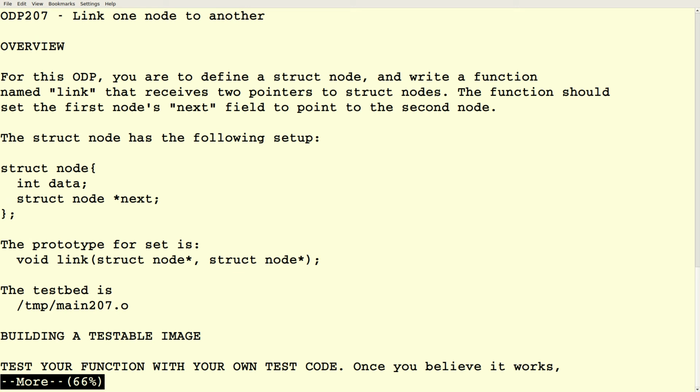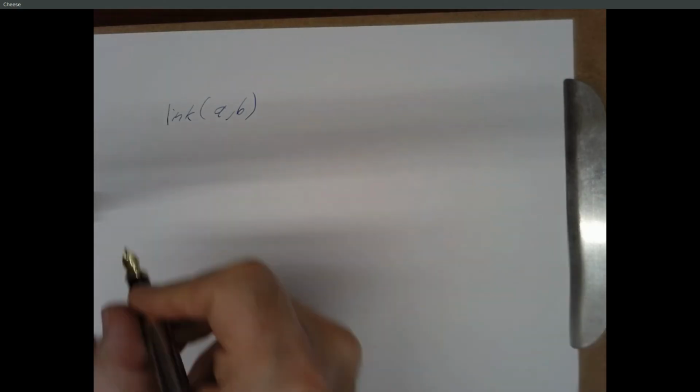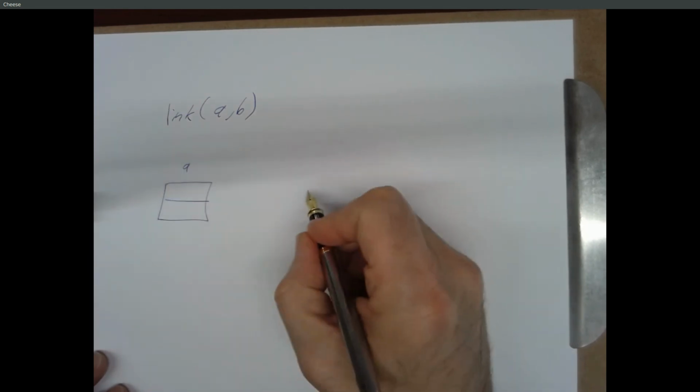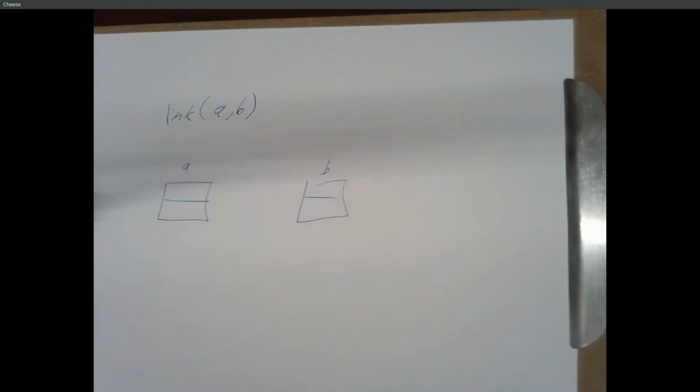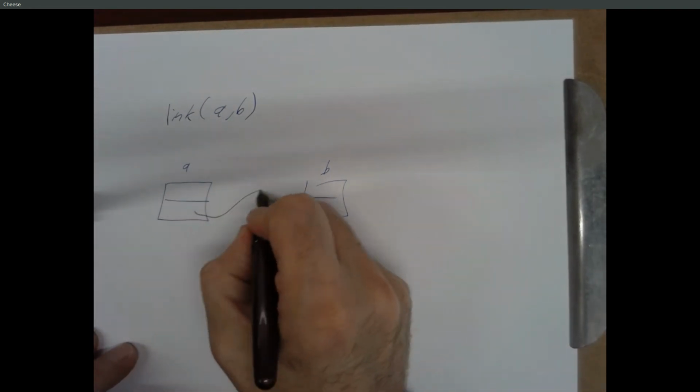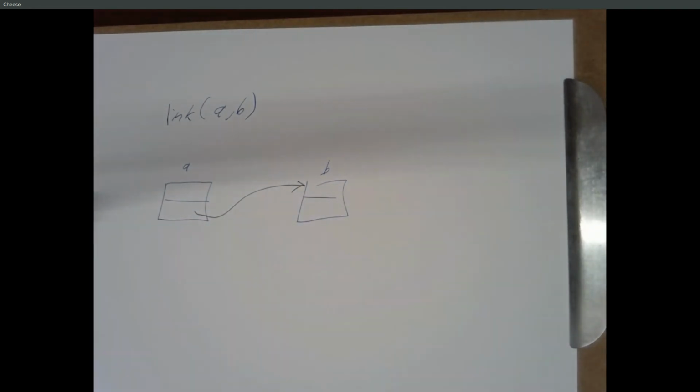you were basically building a little tiny linked list. You had two nodes and you wanted to link the first node to the second node. We didn't worry about data values or anything like that. You basically had two nodes. You want to change the first one to point to the second. And we're not creating nodes here, we're being given two nodes. So this is link A comma B. And the picture is, here's node A, here's node B. What you want to do is link them together like that. That's the only thing your function should do.